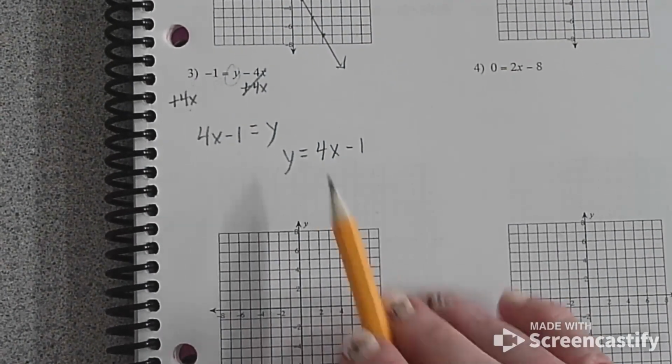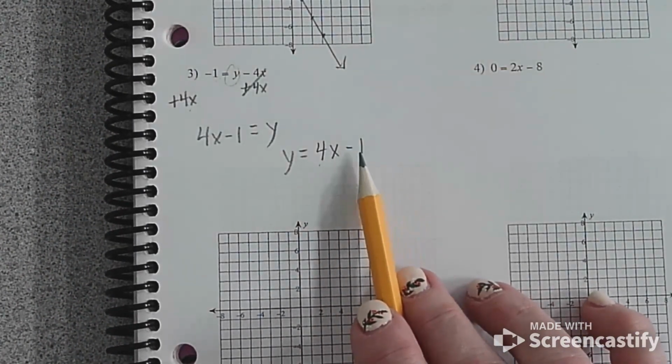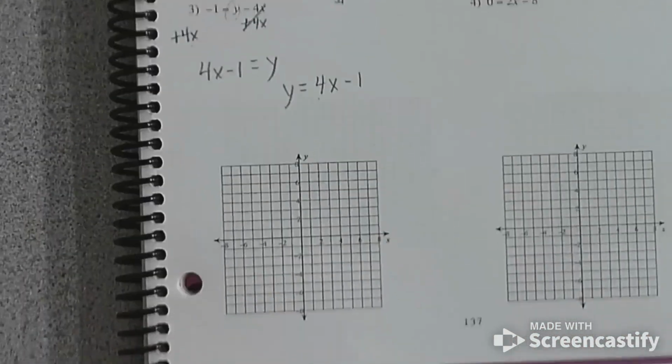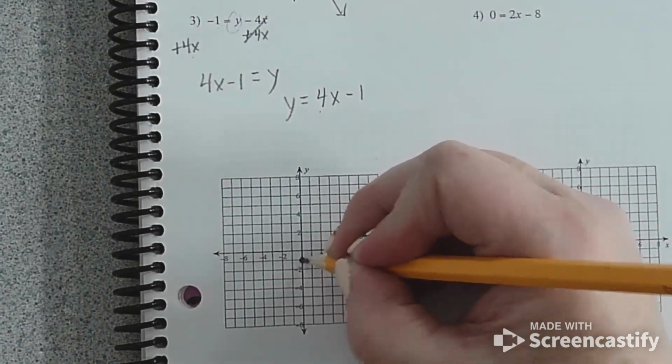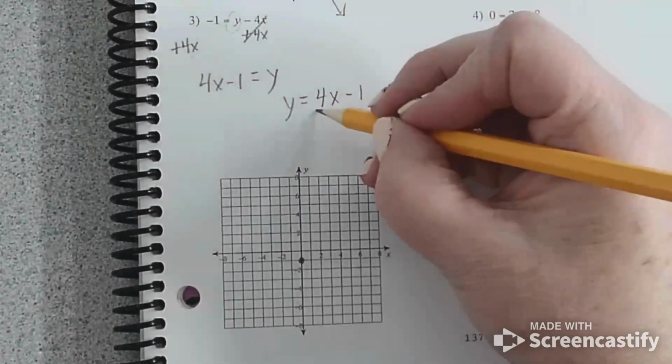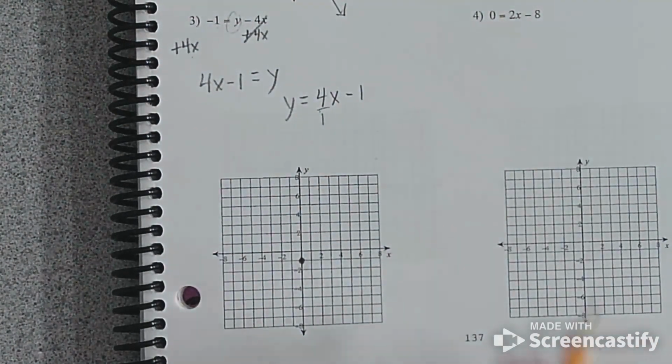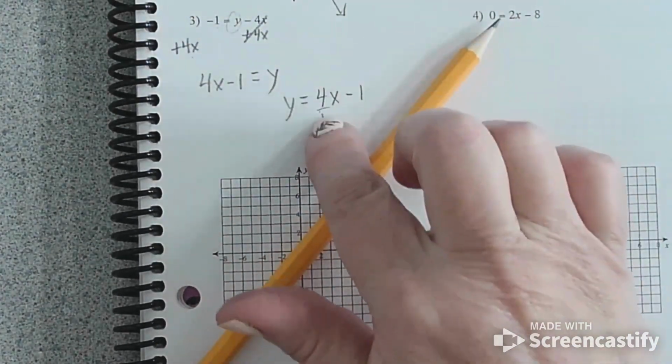Okay, so again, this is our slope, this is our b, where we start on our y-intercept. So let's go ahead and put that down on this one. That's a -1 right there. Again, this will be 4 over 1. This time our slope is positive because there's no negative in front of it.